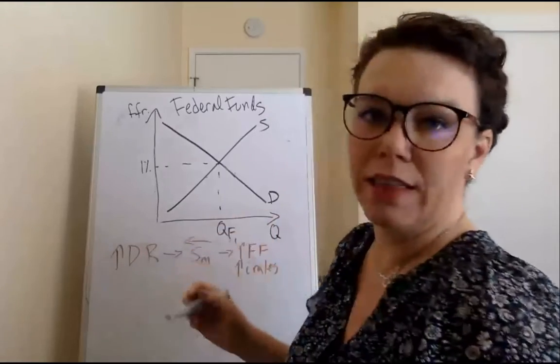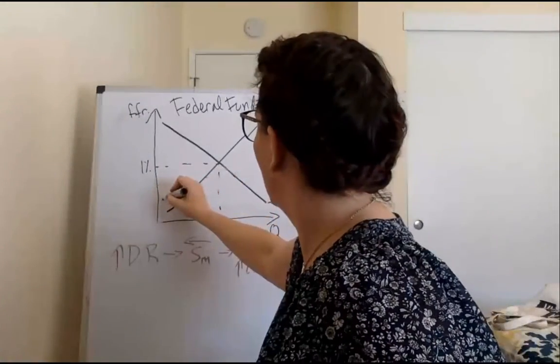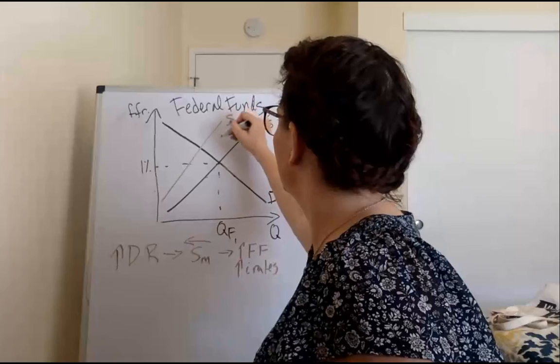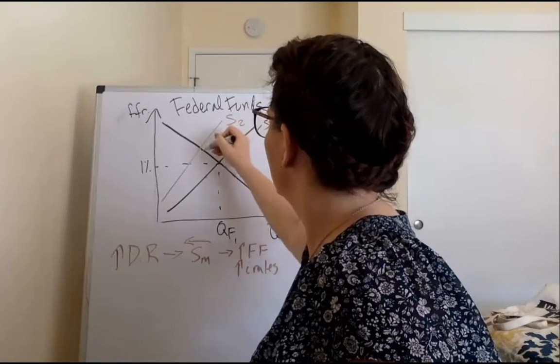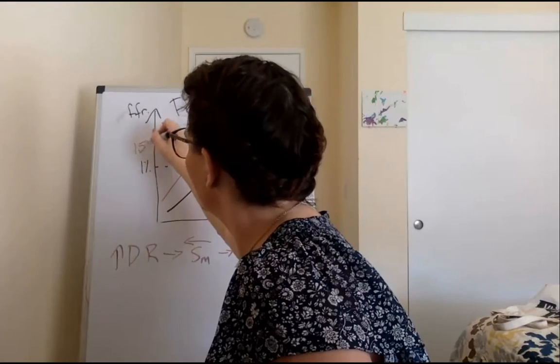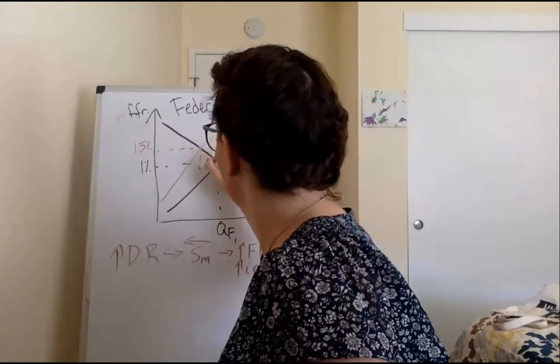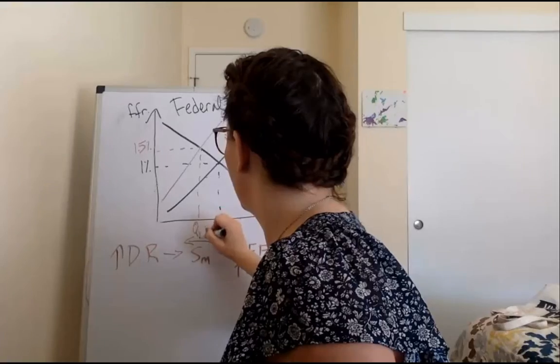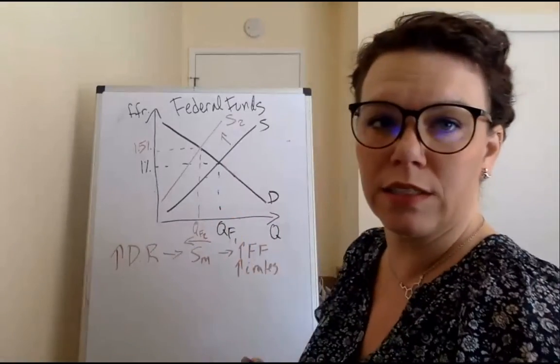So that would look like this. We'd see the supply of federal funds shift in, the equilibrium interest rate go up to maybe now it's 1.5%, borrowing money got a little bit more expensive, and the quantity of federal funds available shrinks.